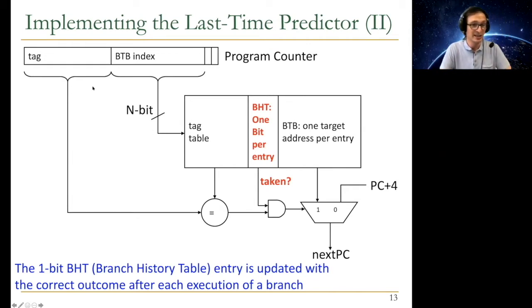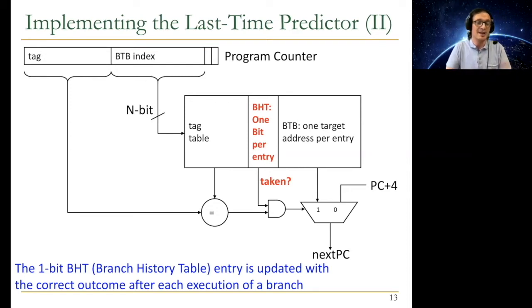But essentially, you index the BTB with part of the program counter, and you use a tag to make sure that you actually have that program counter in the BTB. And if the program counter address exists in the BTB and the branch was taken last time, then we use the target address from the BTB as the next program counter. Otherwise, we use PC plus 4 or PC plus instruction size.